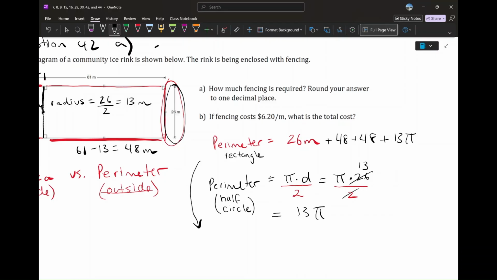And our final perimeter, if we add up everything, what do we get here? We get 26 plus 48 and 48. That's going to be 156. So we got 26 plus 156 plus 13 pi. And I'll leave that one up to you guys to figure out.